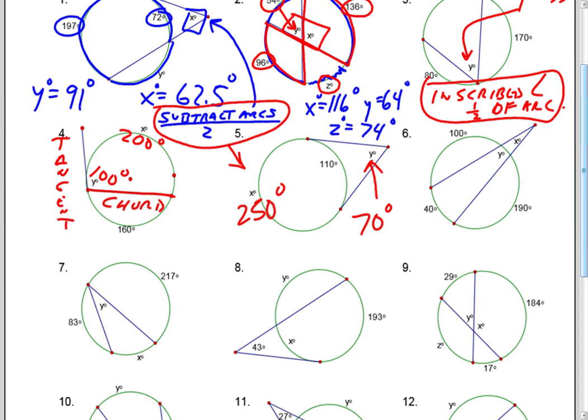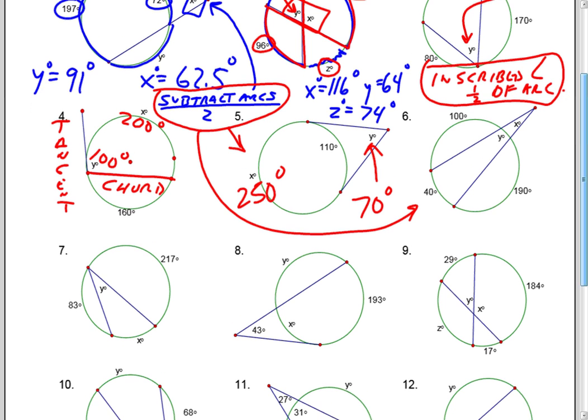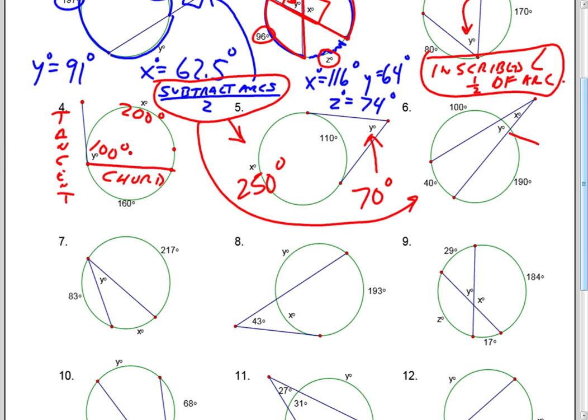Do you understand how we get to 200? Right. And since that's a tangent chord forming the angle, that's half the arc also, same as in the inscribed angle. And the same for 2 secants. We're going to subtract arcs and divide by 2. So I would have gotten the y first, and that turns out to be 30. Is that correct? If I subtract 40 minus 30 and divide by 2, what is x? 5.